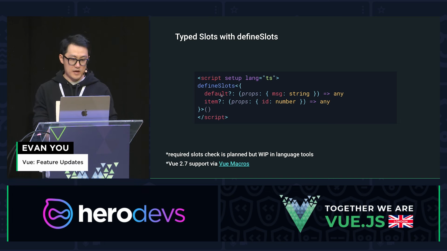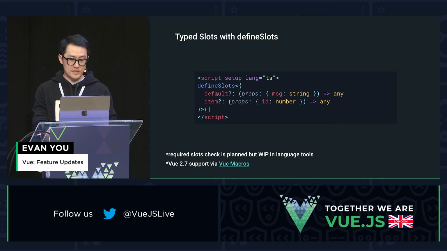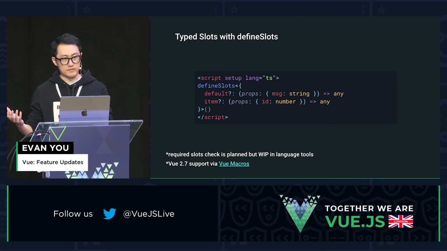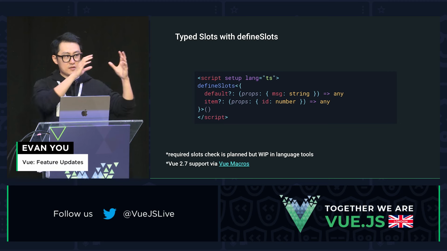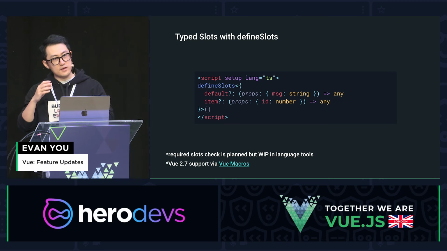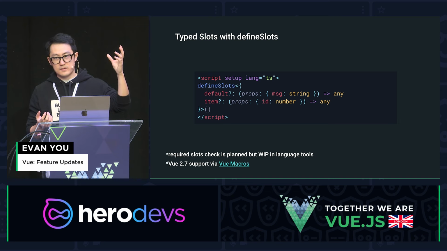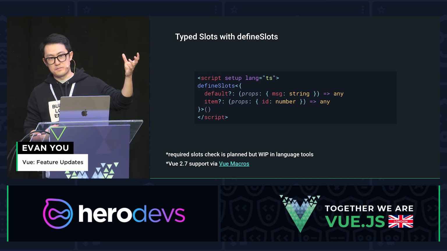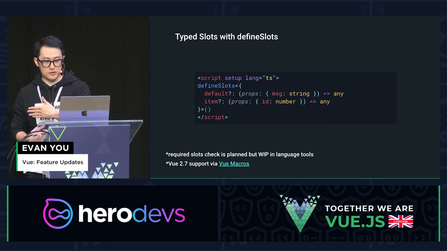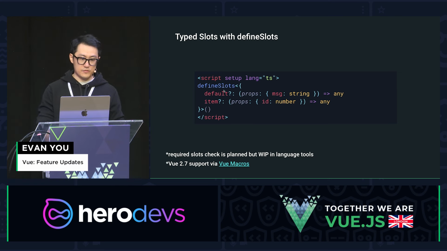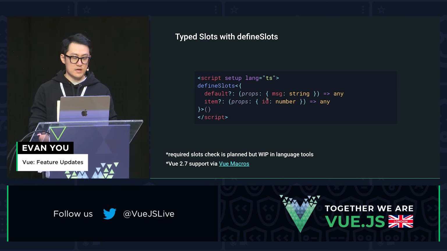So for this defineSlots macro, the syntax here requires you to know a bit about how slots are represented internally in Vue. When you pass a slot from a parent to a child component, they are internally represented as functions. So a slot passed from the parent is in fact a function that's being passed and is going to be called by the child. So here, when you define slots, you're going to represent them as functions.